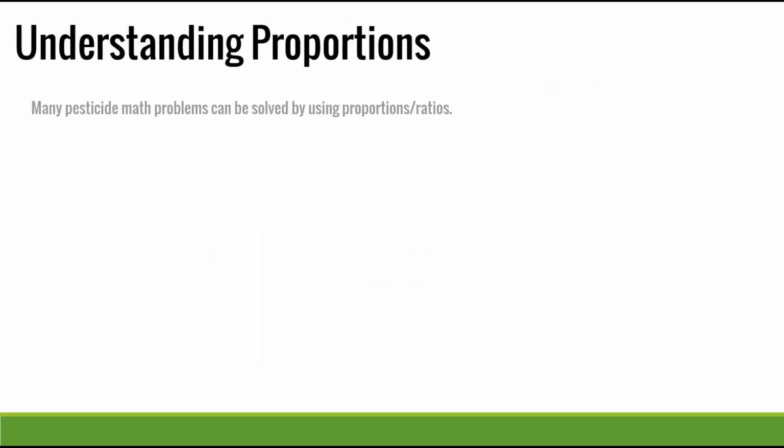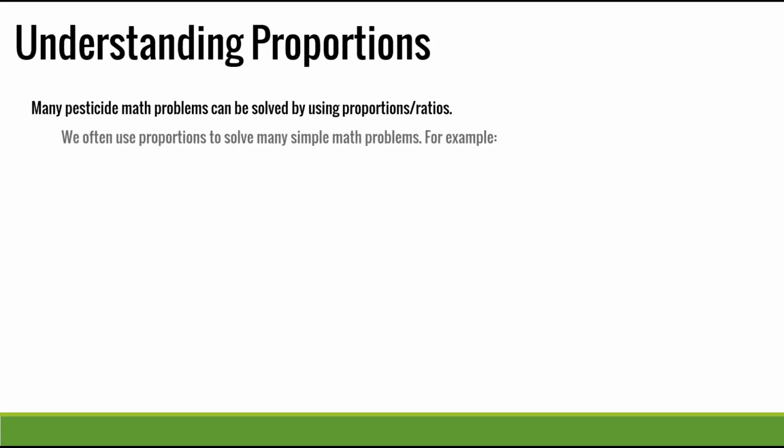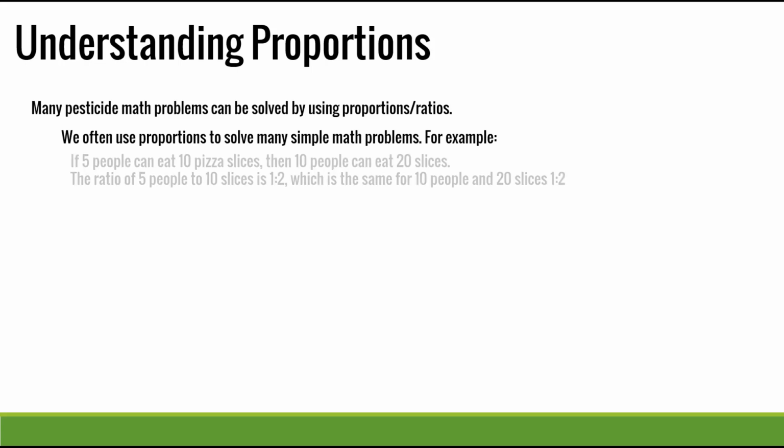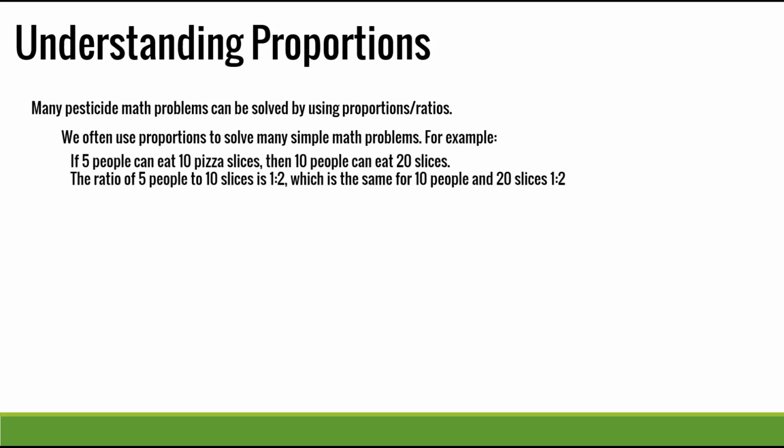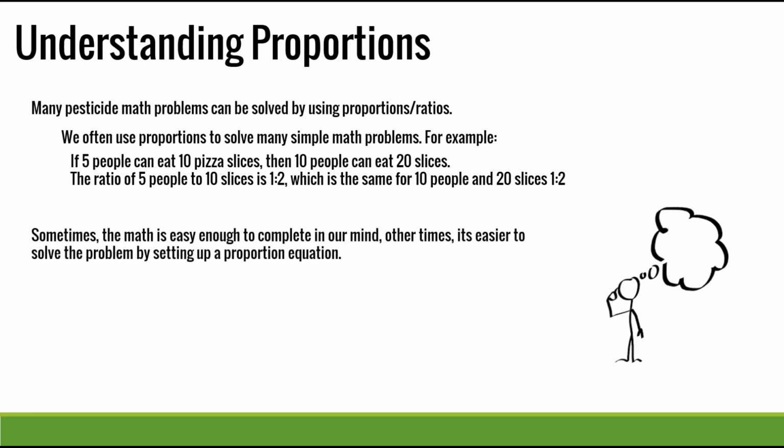Understanding proportions. Many pesticide math problems can be solved by using proportions or ratios. We often use proportions to solve many simple problems. For example, if 5 people can eat 10 pizza slices, then 10 people can eat 20 slices. The ratio of 5 people to 10 slices is 1 to 2, which is the same for 10 people and 20 slices, 1 to 2.